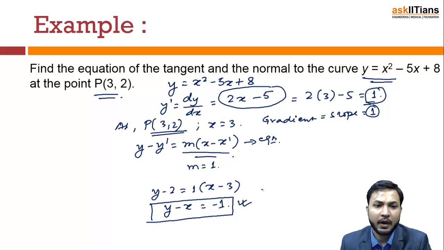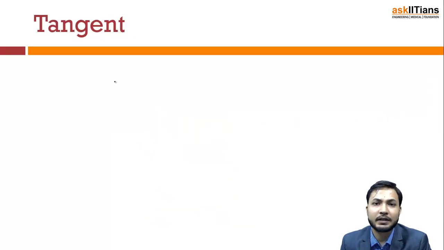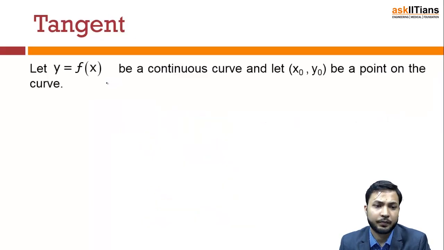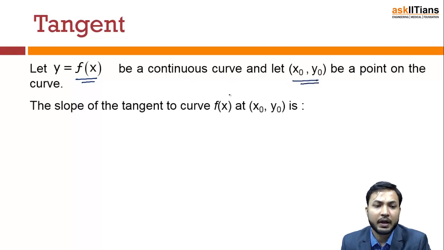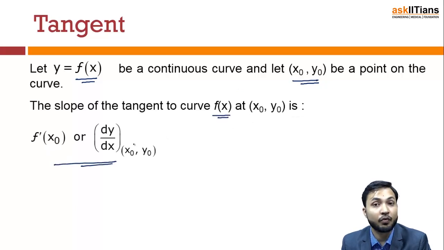Simple, plain enough. Moving on, let's study tangents individually. Let's say I have a function f(x) that is continuous for the curve between these given points. Then the slope of the tangent is given by f dash. Just now we solved this, we took out the gradient and this is how we got that at this given point.